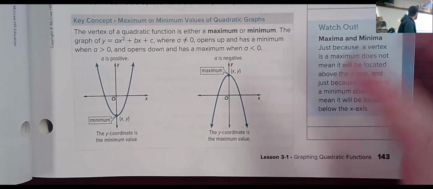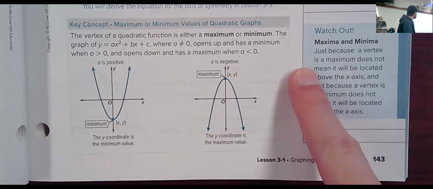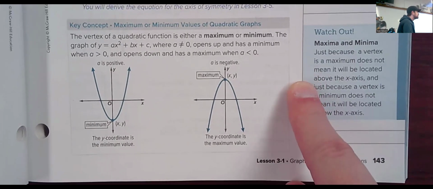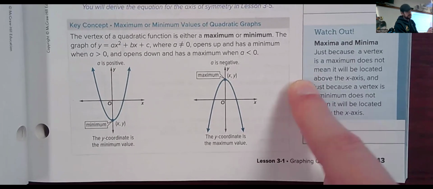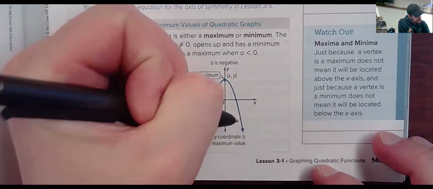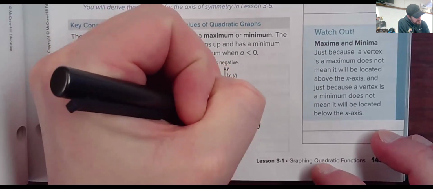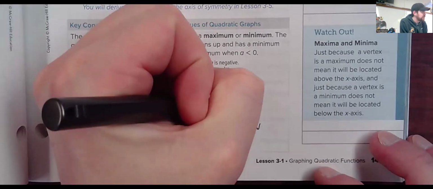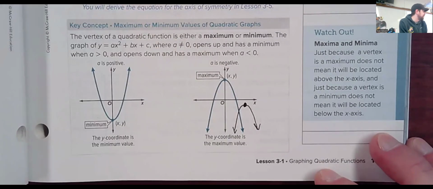So, also, over here, just because the vertex is a maximum does not mean it's going to be located above the x-axis. I mean, it could be like that. That's a function. That's a quadratic parabola with a maximum value, but it doesn't go above the x-axis. So just because it is a maximum value does not mean that it's going to be above the x-axis.